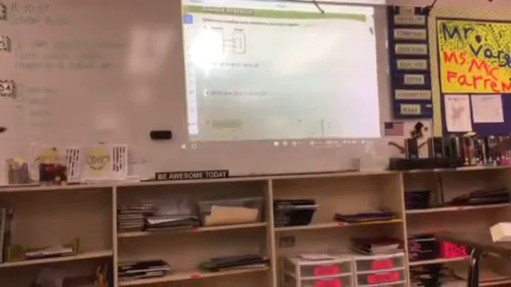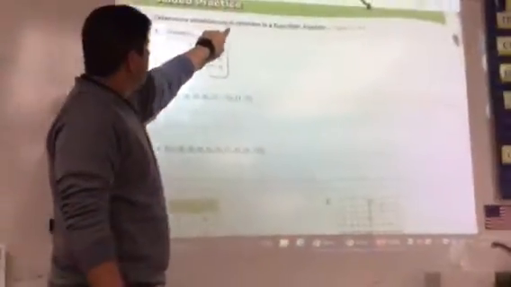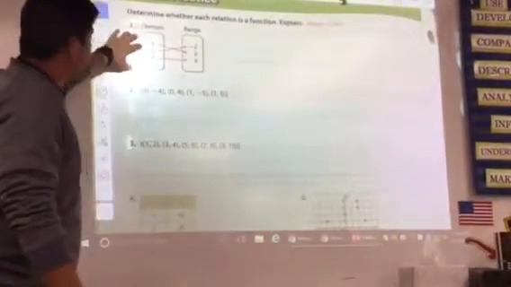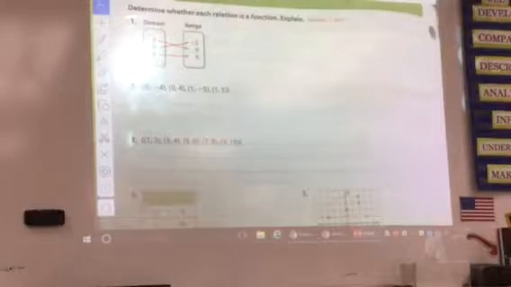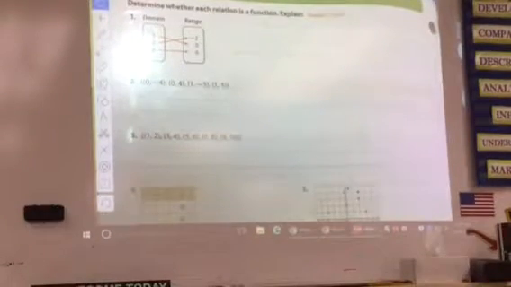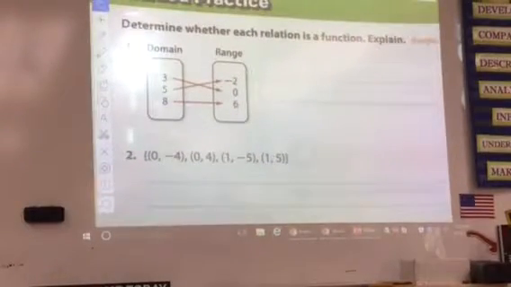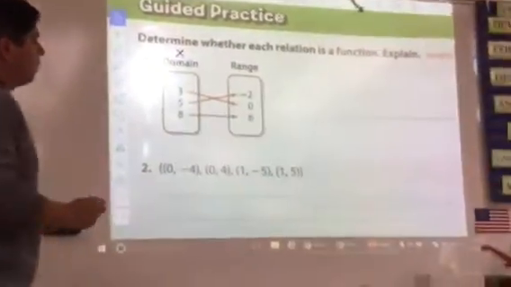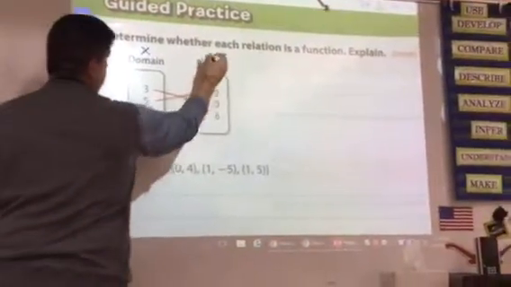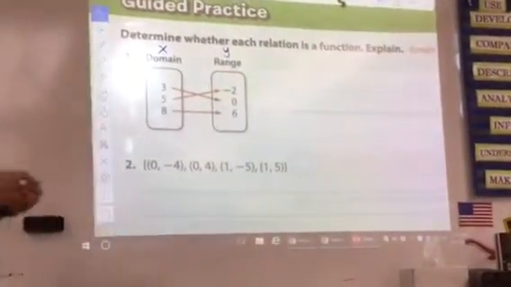Zoom in some. All right, so here we go. Determine whether each relation is a function. So this is a mapping diagram. Let me zoom in some for y'all. So these are my x values. The domain is another name for the x values. The range is another name for the y values.